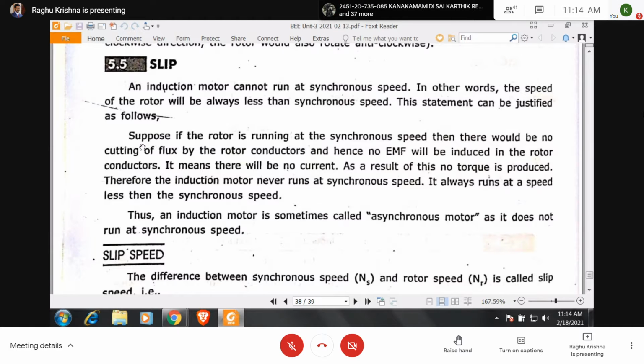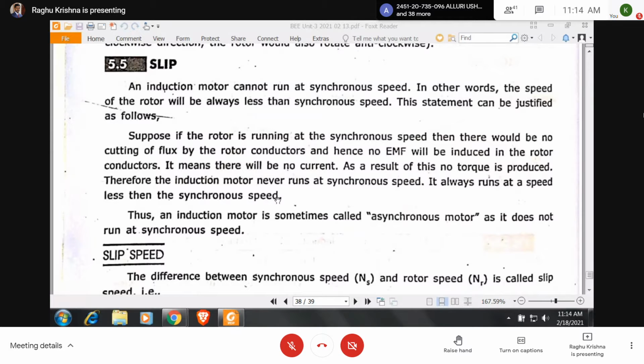See here, suppose the rotor is running at the synchronous speed, then there would be no cutting of flux by the rotor conductors, and hence no EMF will be induced in the rotor conductors. This means there will be no current, that is no rotor current. As a result of this, no torque is produced. Therefore, the induction motor never runs at synchronous speed. It always runs at a speed less than the synchronous speed.